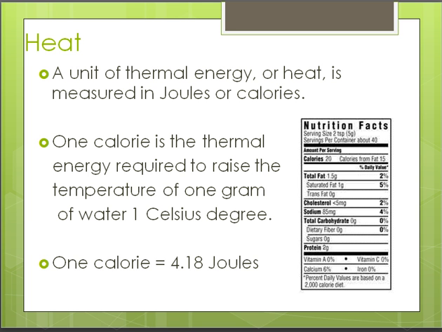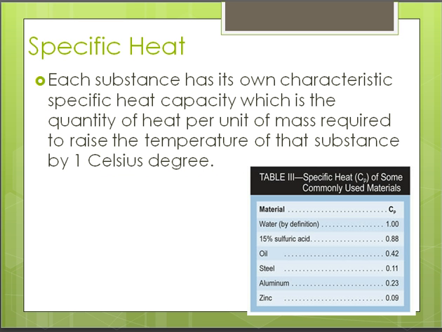So we have a conversion going from calories to joules, and we know that 1 calorie is equal to 4.18 joules. That doesn't make a whole lot of sense right now, but we're going to be talking about something called specific heat in class and doing some calculations, and that calculation is going to be important in class. Okay, so specific heat is just a number.